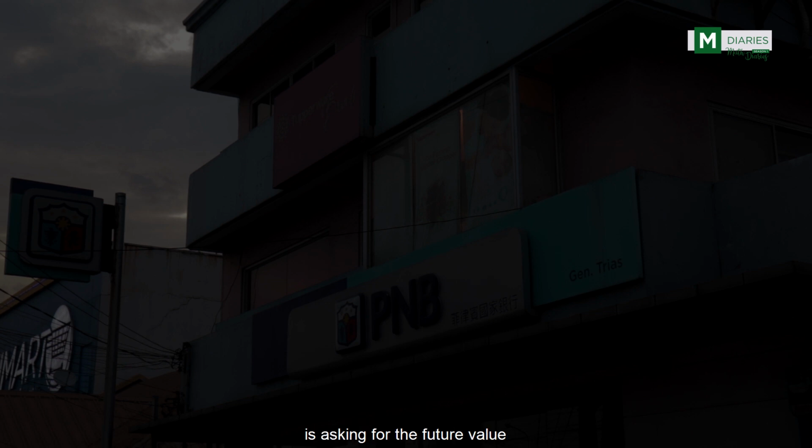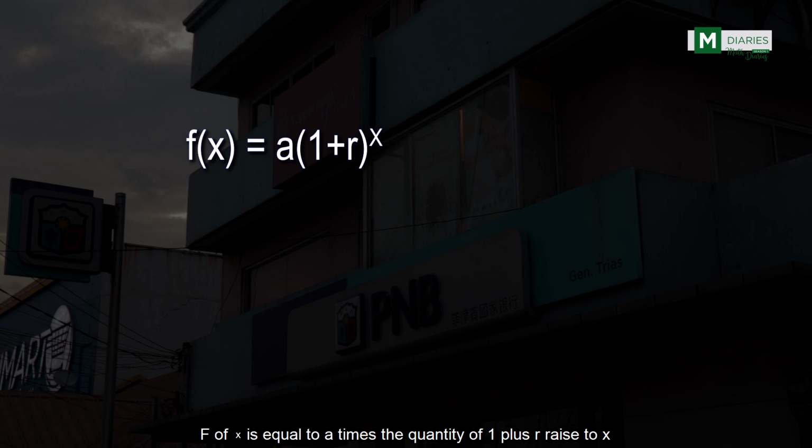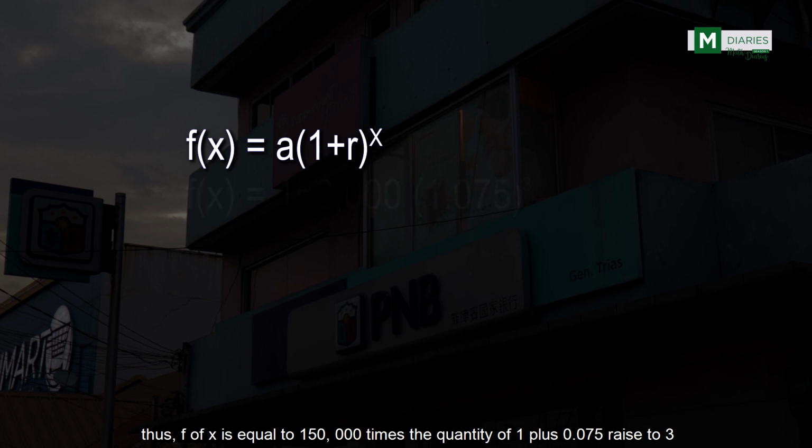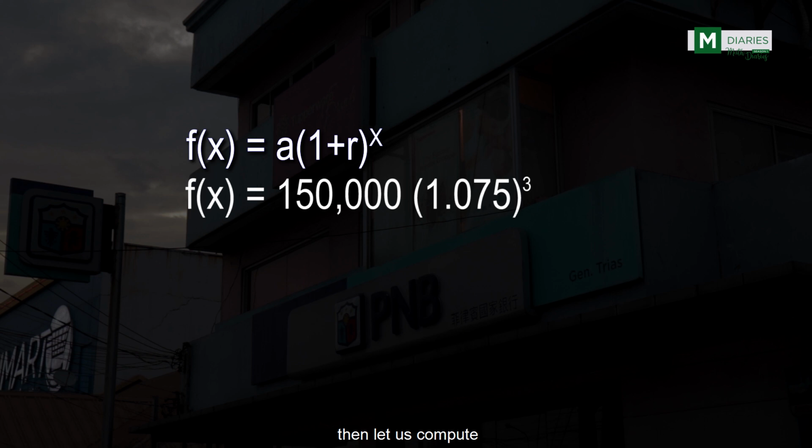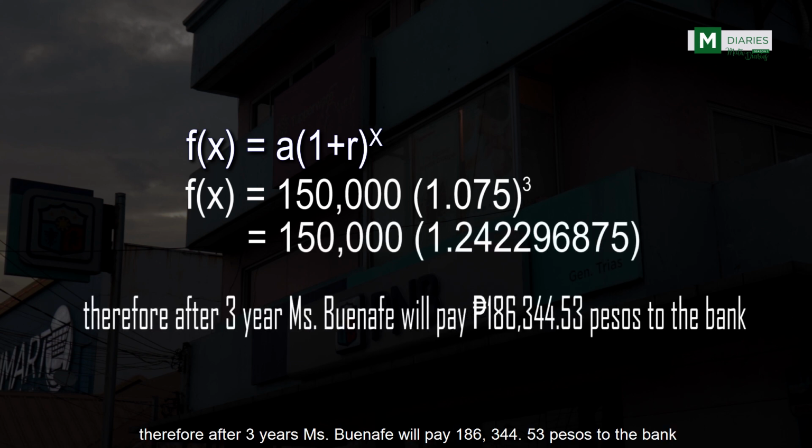Since the problem is asking for the future value of the amount of loan that is increasing, therefore, we are going to use the formula for exponential growth. F of x is equal to a times the quantity of 1 plus r raised to x. Then, substitute the given to the formula. Thus, f of x is equal to 150,000 times the quantity of 1 plus 0.075 raised to 3. Then let us compute. Therefore, after 3 years, Ms. Buenafe will pay 186,344.53 pesos to the bank.